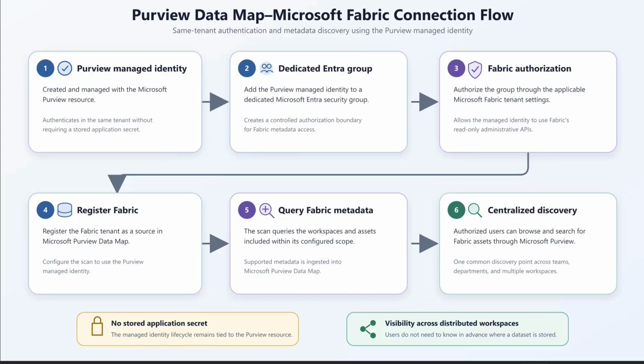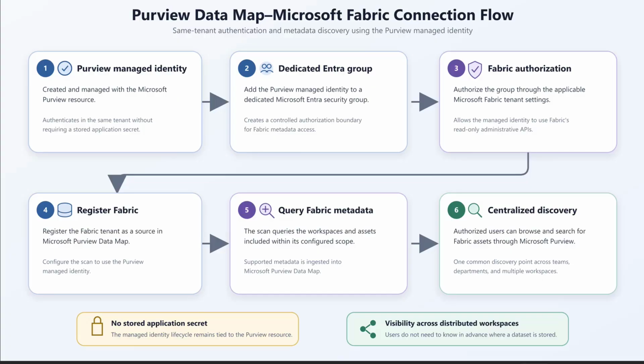Number three, Fabric authorization. Authorize the group through the applicable Microsoft Fabric tenant settings. So you go into Fabric in the tenant settings, the admin settings, and configure those appropriately, as we'll see later on. This allows the managed identity to use Fabric's read-only administrative APIs.